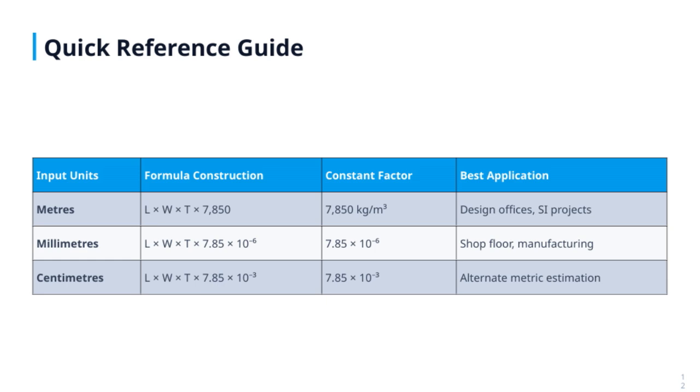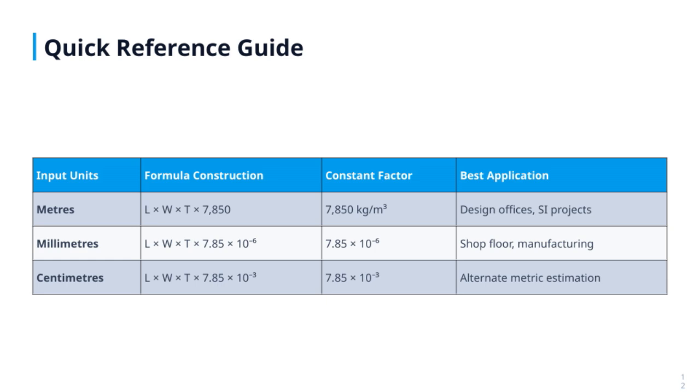Moving on to millimeters, which are used for smaller, more detailed components, especially on shop floors or in manufacturing settings. The formula remains similar, length times width times thickness, but the constant factor adjusts to 7.85 times 10 to the negative 6. This slight change accounts for the smaller units, maintaining accuracy in your weight estimations. Lastly, for centimeters, which can serve as an alternative metric for estimation, the formula again is length times width times thickness, with a constant of 7.85 times 10 to the negative 3. This makes it convenient when working with slightly larger measurements, but still within a metric context.